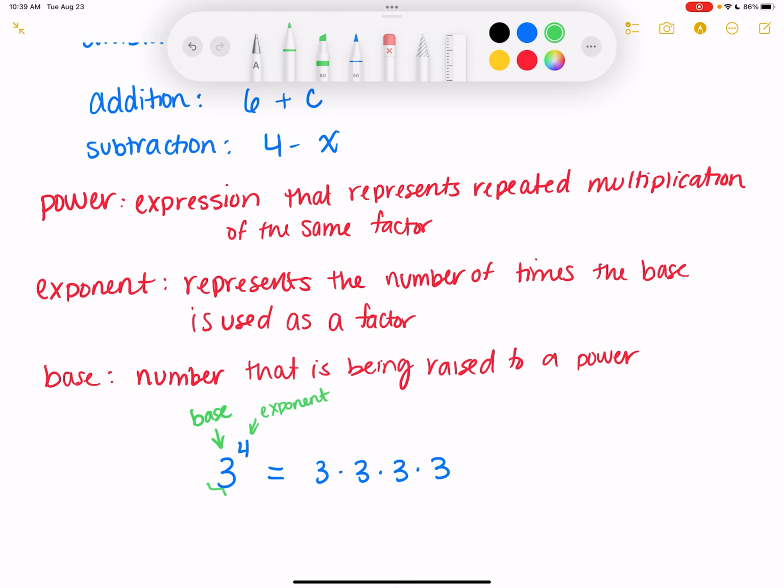This whole thing, both of those pieces together, is the power. And all this part over here means that there are 4 factors of 3, or that we have 4 3s. So the number in the top tells you how many times to write it, and the bottom number, the big number that's the base, is the number that you are writing that many times.